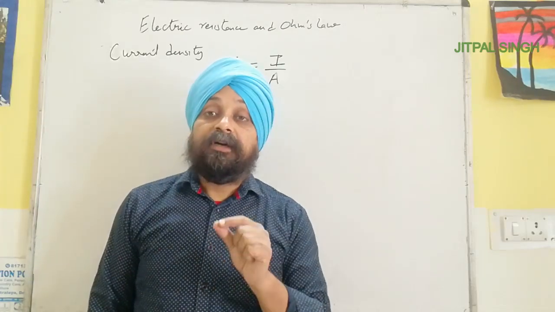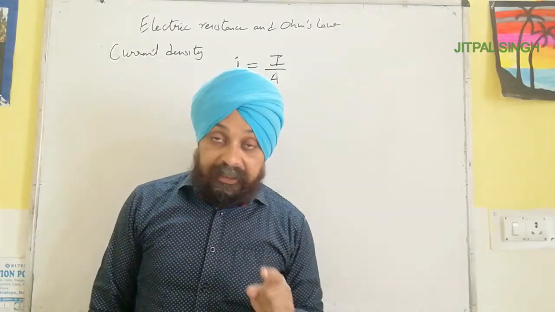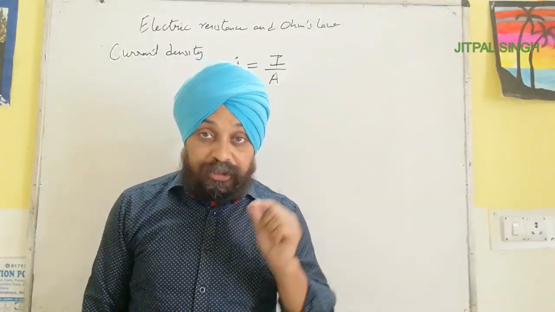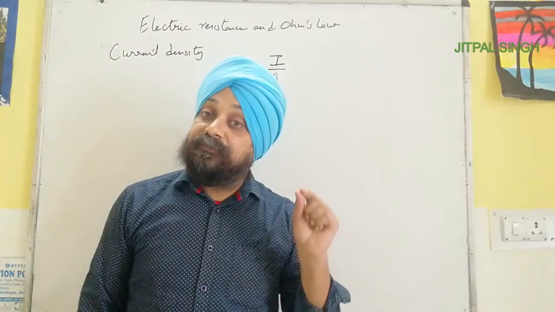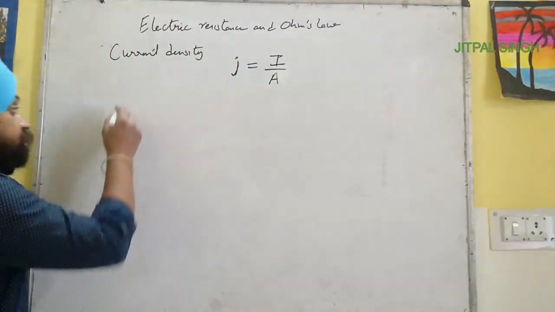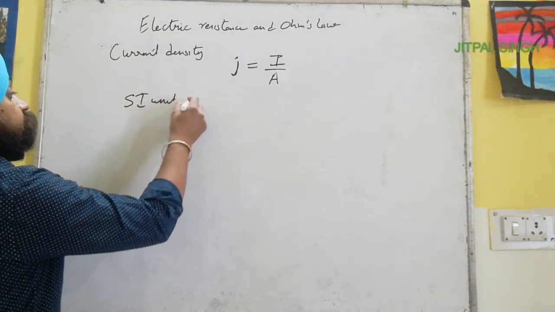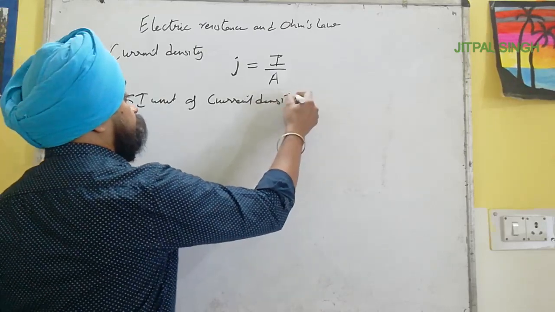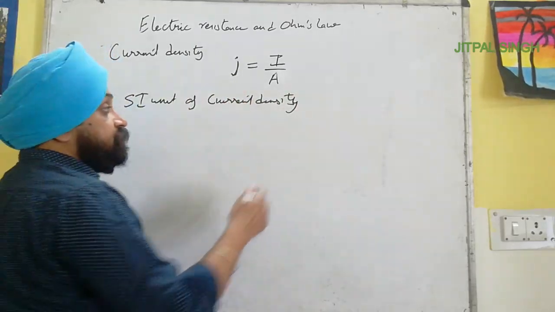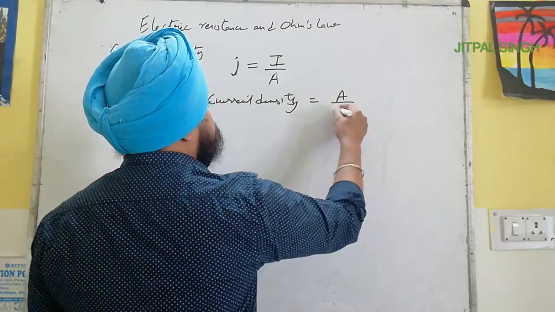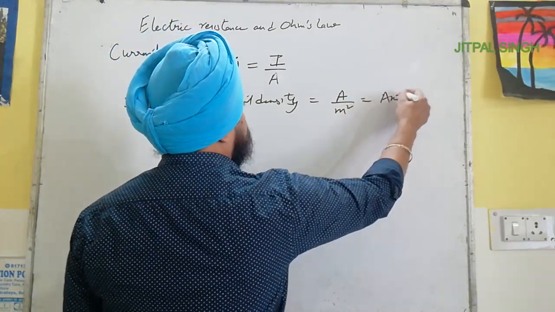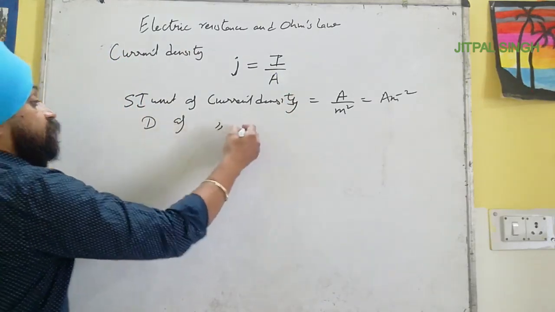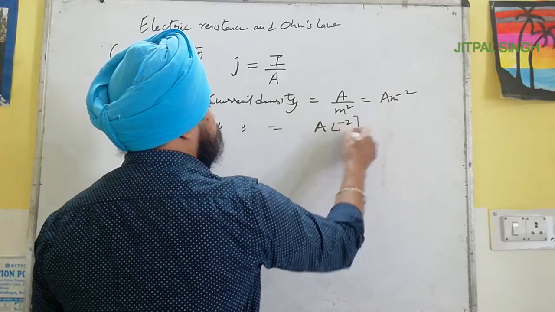Try to remember, current density is a vector quantity and its direction is same as direction of motion of positive charge or the direction of current. So the SI unit of current density, using this particular expression, is ampere per meter square or A m minus 2, and using the same we can write the dimension of current density, that is A L minus 2.